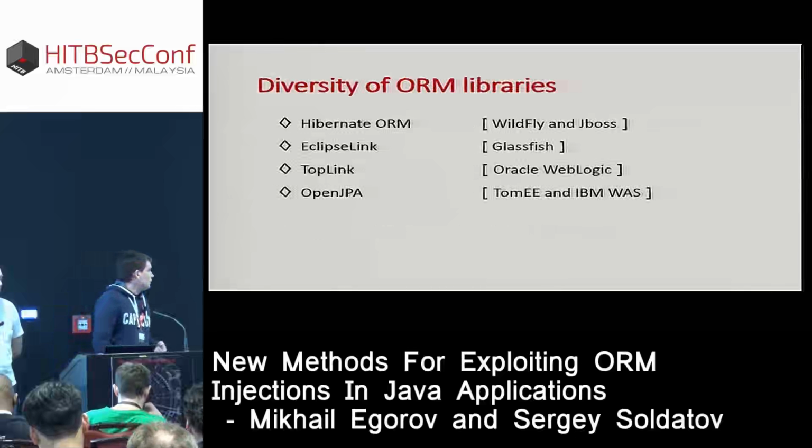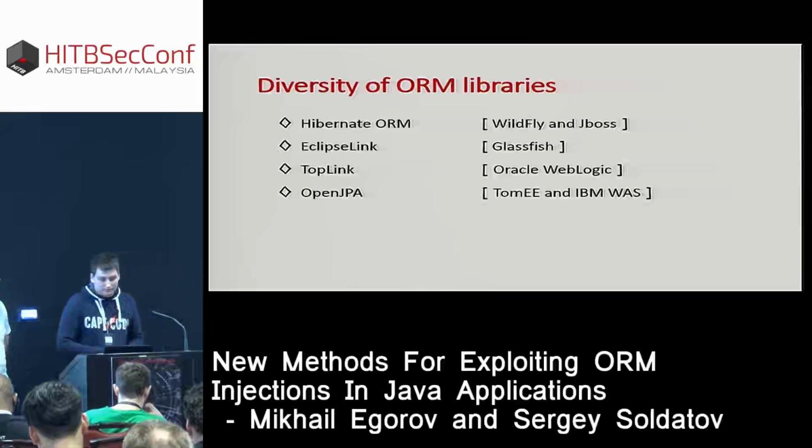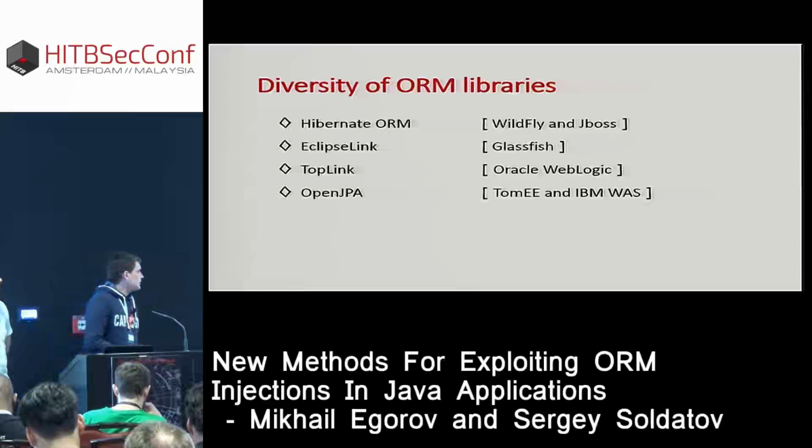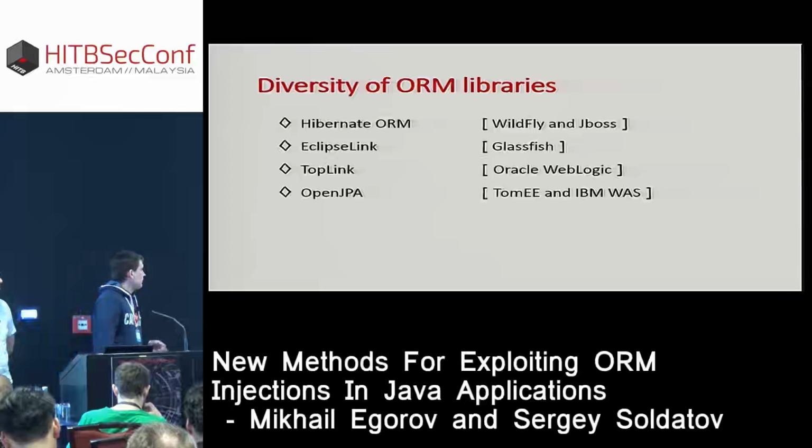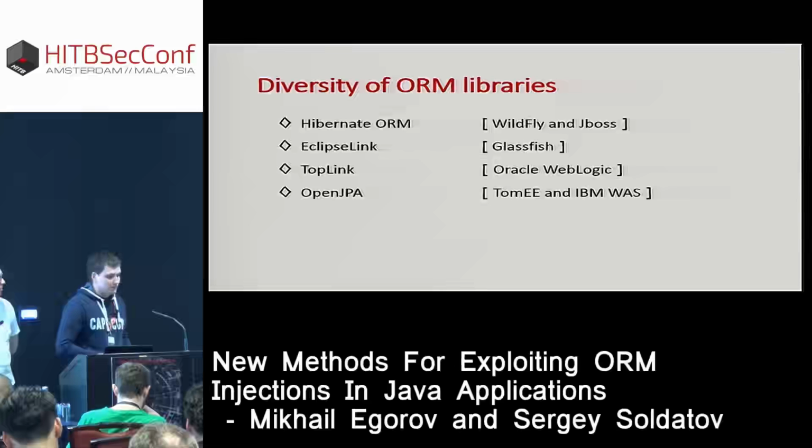There are a lot of ORM libraries in Java. On the slide you can see four libraries that are used mostly in practice. And in brackets you can see the Java EE application servers that are shipped with a particular ORM library. So in our research we focused on these four libraries, but I'm pretty confident that based on the techniques we have discovered, you can find similar exploitation techniques for other ORM libraries.